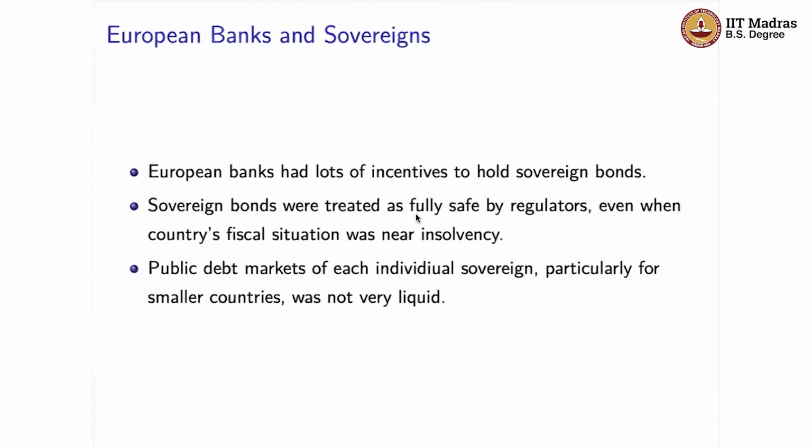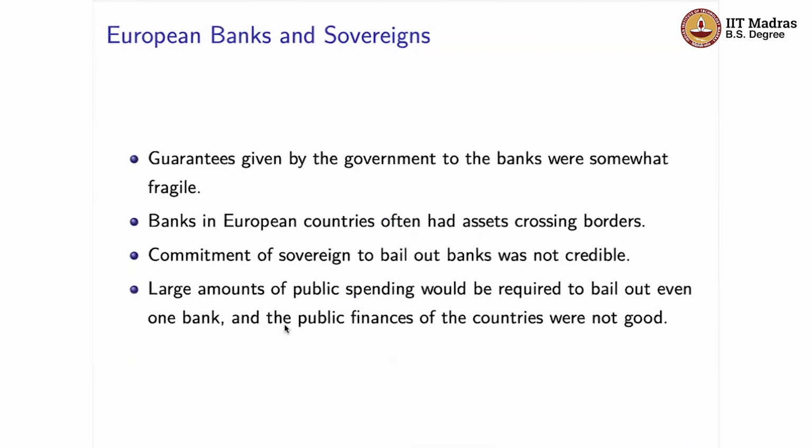And sovereign bonds were typically treated as fully safe by regulators, even when the country's fiscal situation was such that the governments were near declaring bankruptcy, right? So the public debt market of each of the individual sovereigns, particularly for smaller countries that we have been talking about, were not very liquid, right? And also, in this kind of situation, we have discussed that one of the instruments that the government has in order to prevent banking crisis to take place is that they can often provide guarantees, right? However, the guarantees that these governments were providing to the banks were somewhat not very robust, right?